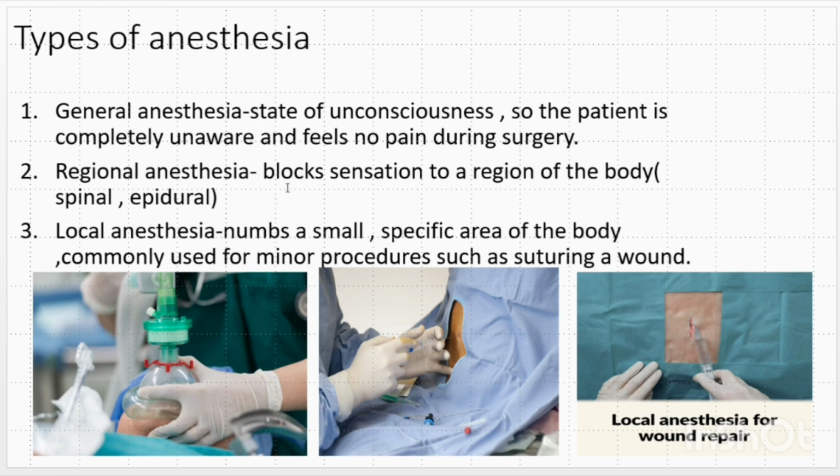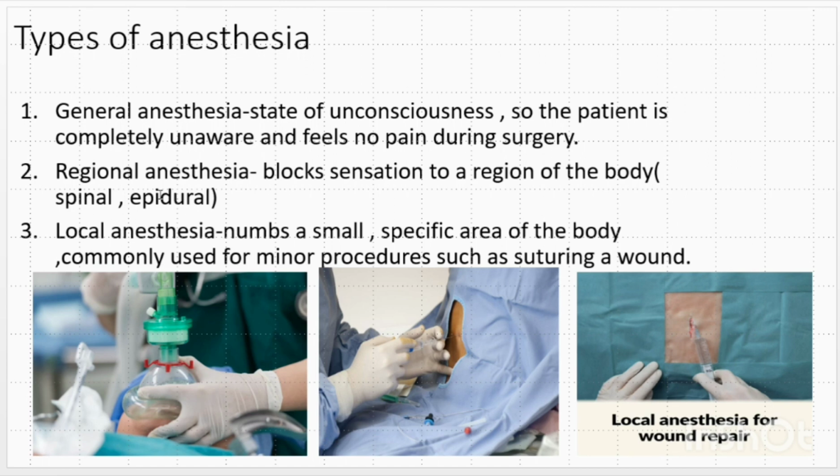And regional anesthesia. You can see here the patient is sitting, and they are inserting a needle. Through this they'll inject a drug which will numb the patient's lower body, and the patient can't feel anything. The lower body will have no sensation. That is regional anesthesia. In regional anesthesia, we have spinal and epidural, with two classifications: central neuraxial block and peripheral neuraxial block.